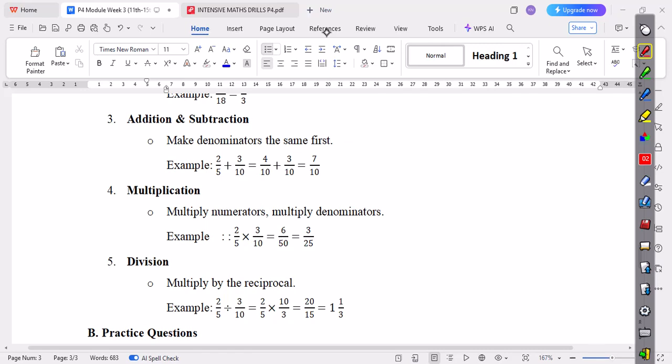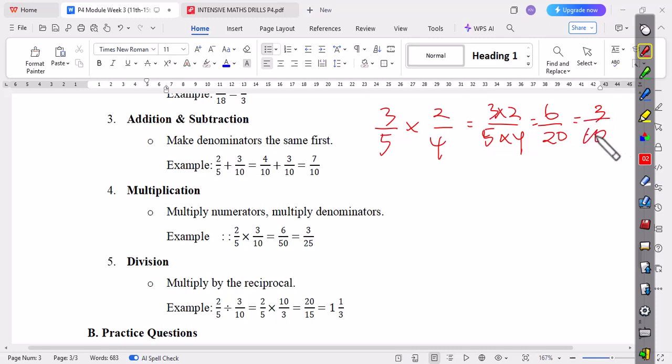While for multiplication, we just need to times numerator with numerator and denominator with denominator. For example, 3 out of 5 times 2 out of 4. So we only need to times 3 times 2, and 5 times 4. Then we have 6 out of 20. And we can make it into the simplest form, which becomes 3 out of 10. Okay, now maybe we can move to books first.